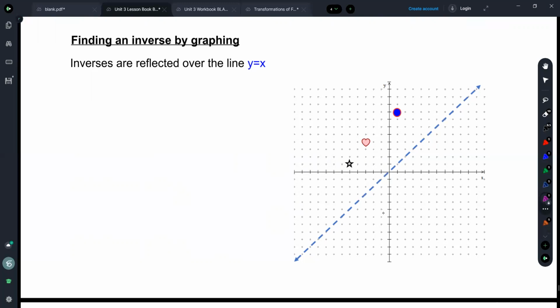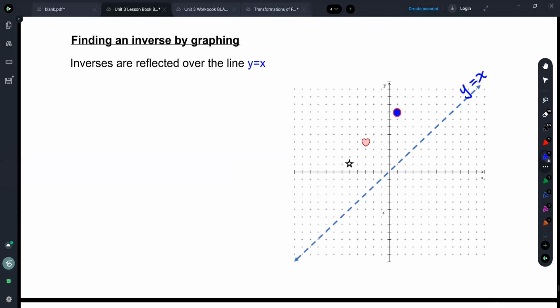So imagine that we took this and we sort of folded our paper over this diagonal line y equals x. So this is the line y equals x. It's the most simple line that you guys learned about at the beginning of grade 9, right? You just learned about what is the most simple possible line that we can have, and that's what it produced.